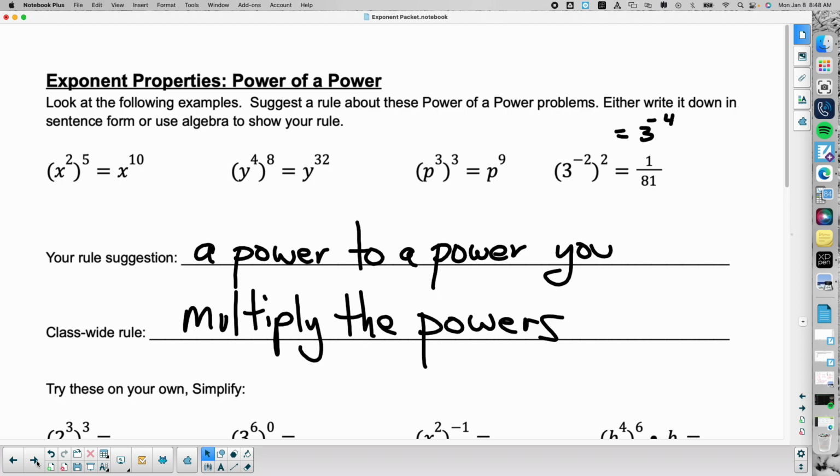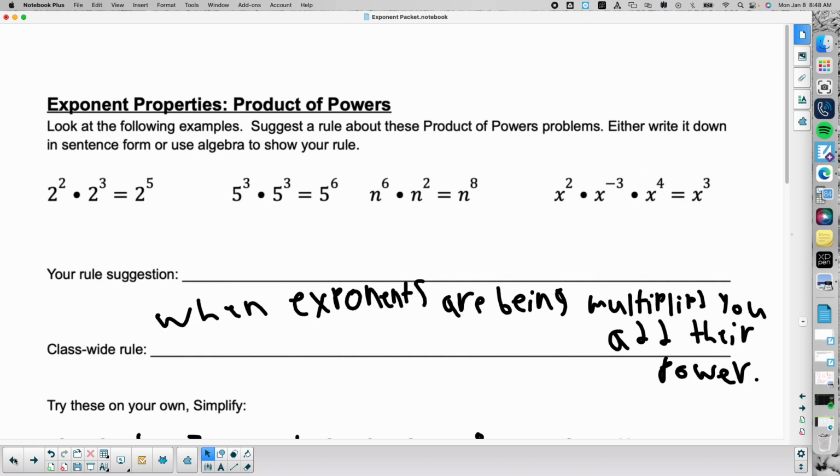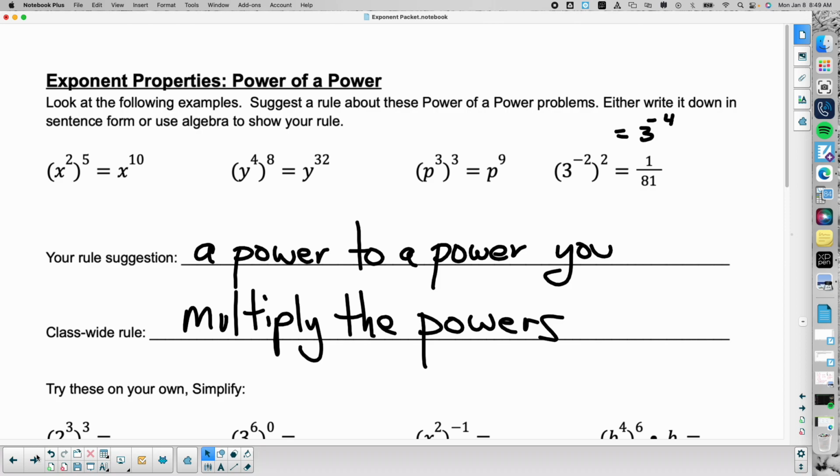In my opinion, the easiest way to tell them apart: on these problems where they're being multiplied, there's a bunch of different bases, like the same base number is written more than once. On these, you only have the base number written once, and then you have the power twice. So this is absolutely where it's going to get confusing. When they're multiplied, you add their powers.